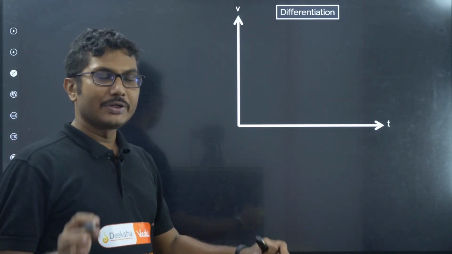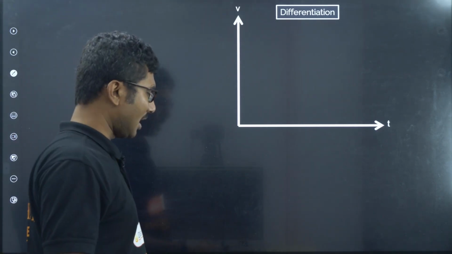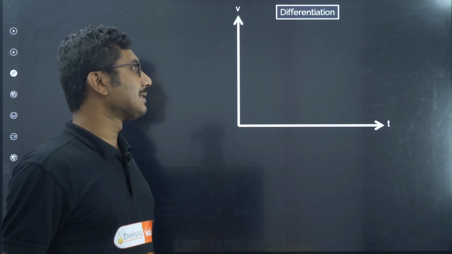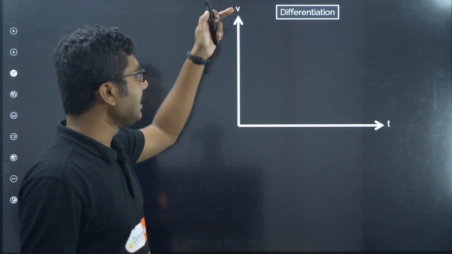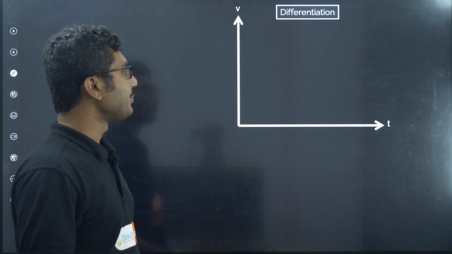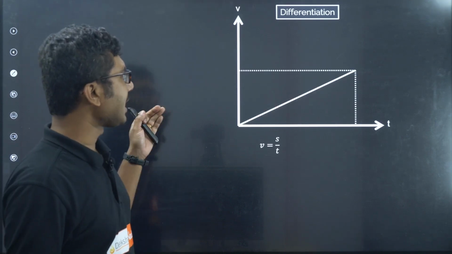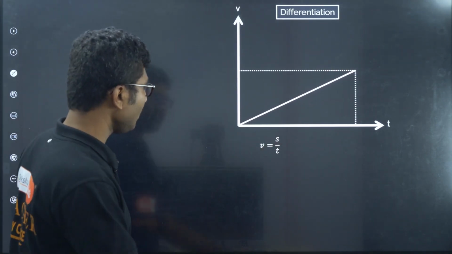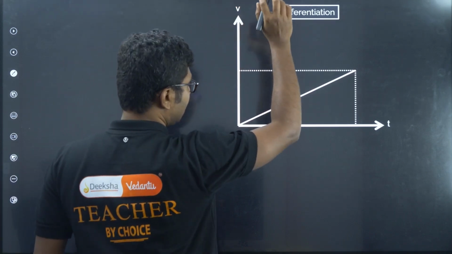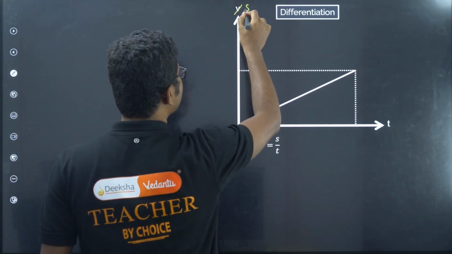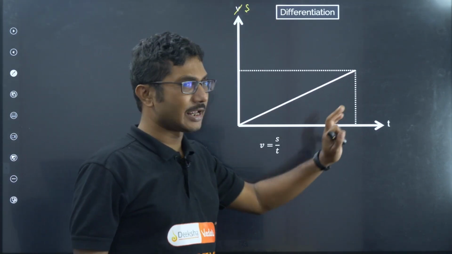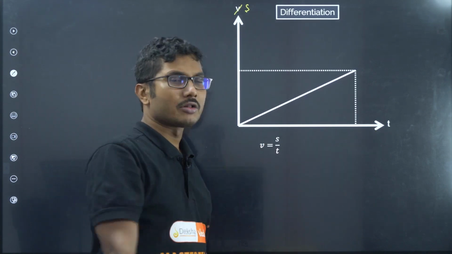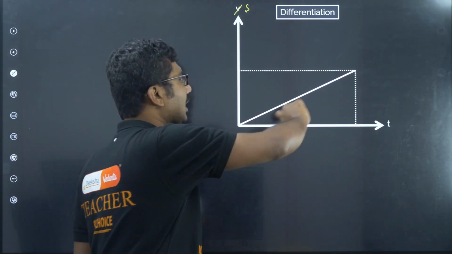Okay, so why do we need to learn differentiation for physics? Now I am giving you one simple example, the v versus t graph when an object is moving with a constant velocity. Okay, my mistake, this will be S. This will be a displacement versus time graph, and it is moving with a constant velocity.